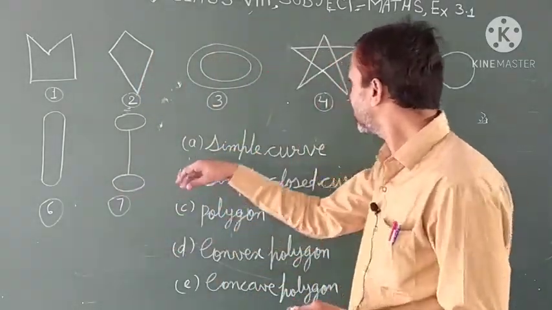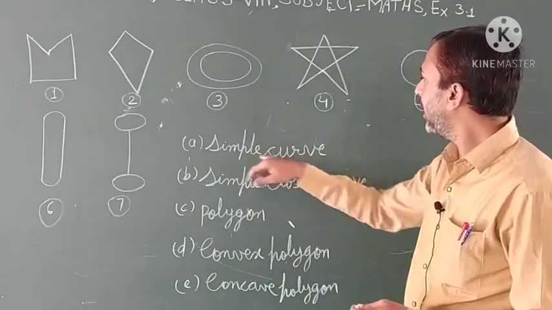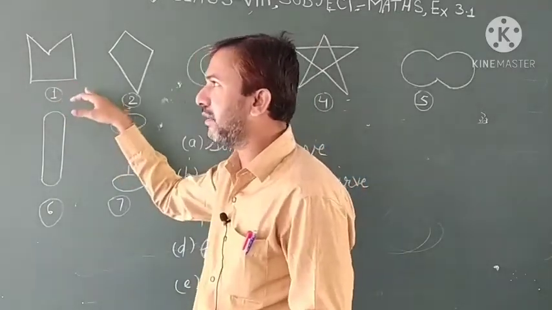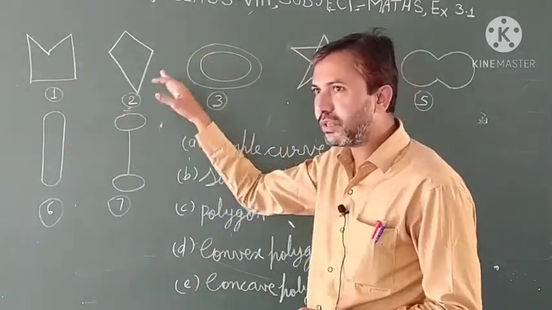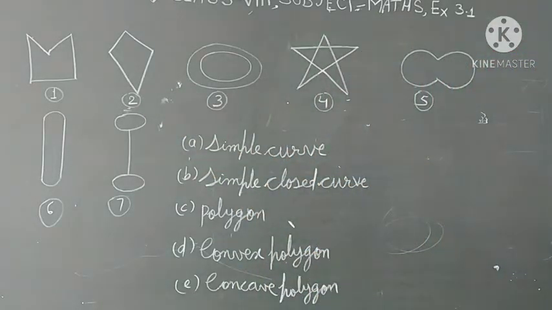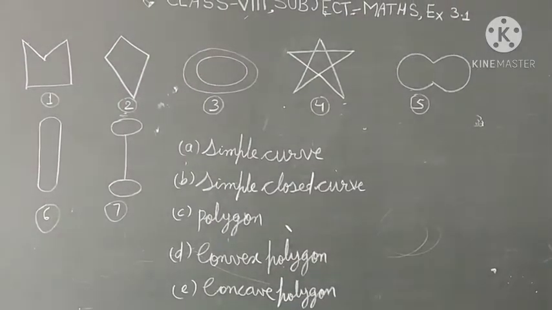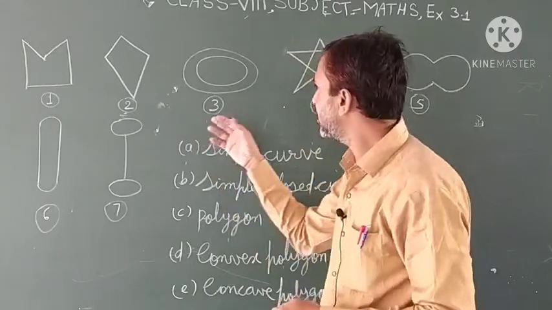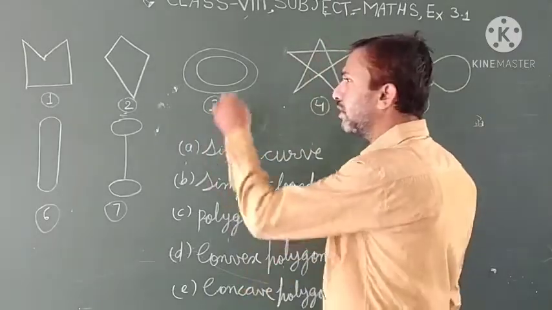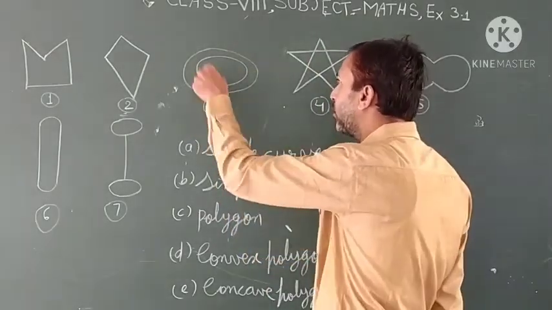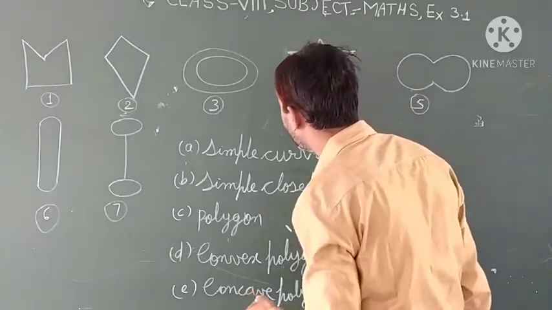Now we are going to solve the A part of it, simple curve. So the first is a simple curve. Why? It does not cross itself. It is a simple curve. Now come to the second. It's also a simple curve. So see, this is not a curve. Why? When we draw the curve, we must not lift the pen, pencil or the chalk. But if I draw this figure, I have to lift the chalk. So it is not a curve.